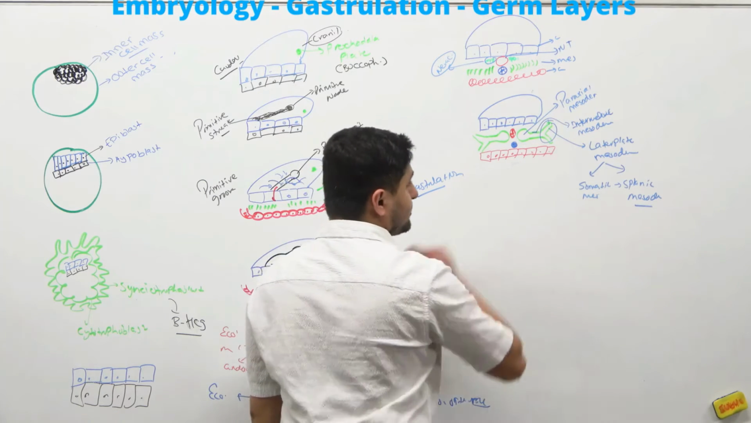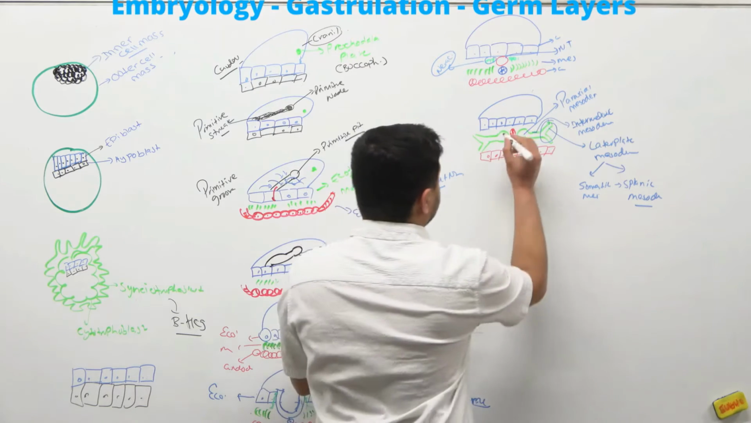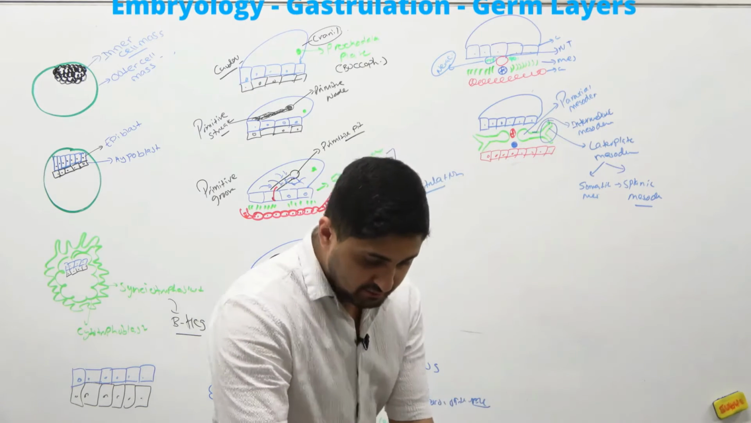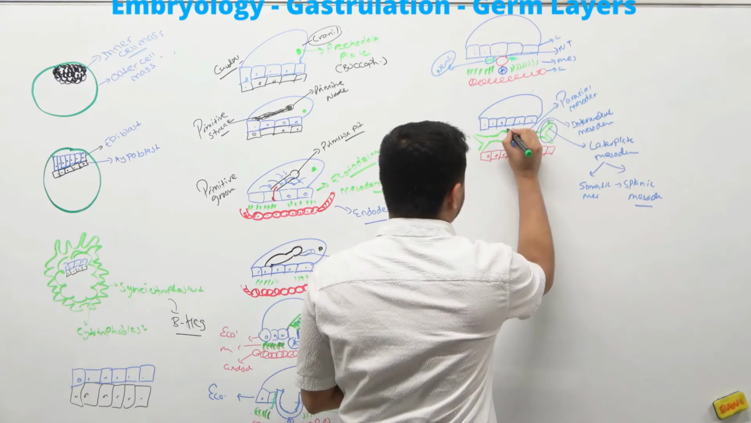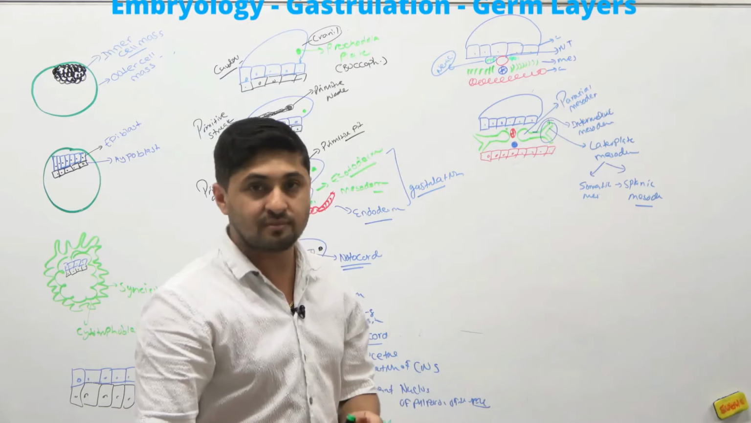Now, this is your endoderm, right? And then obviously the neural tube is there, and you also have neural crest cells down there. But now we have to remember this: the three main germ layers are your ectoderm, endoderm, and mesoderm.